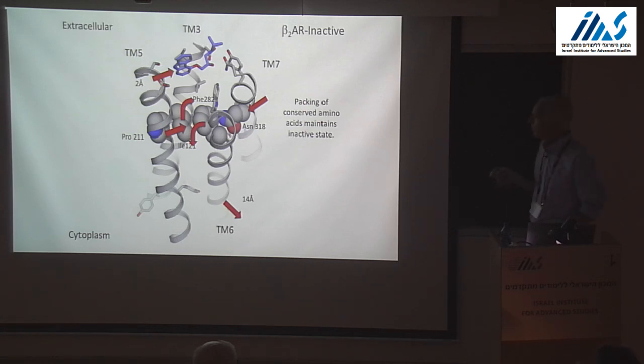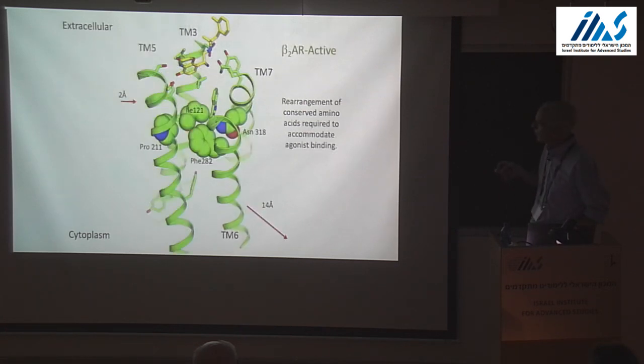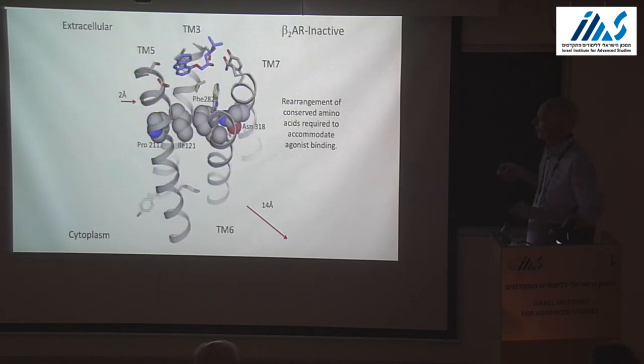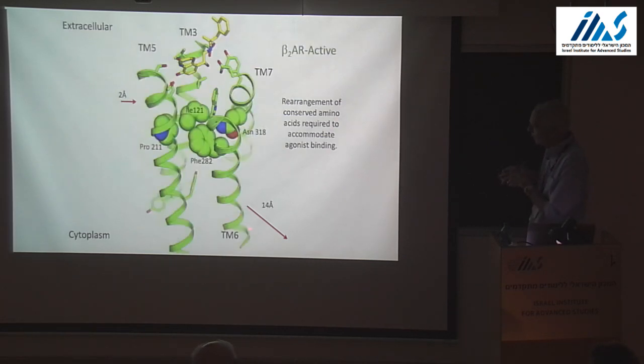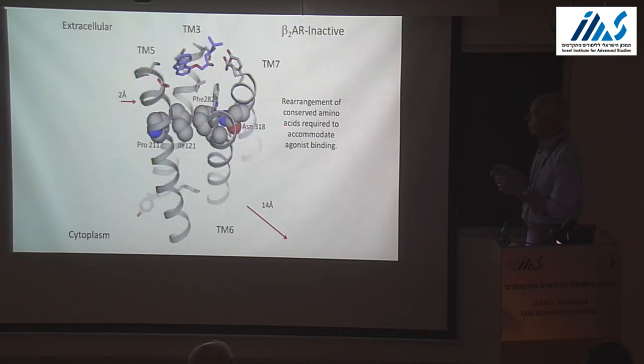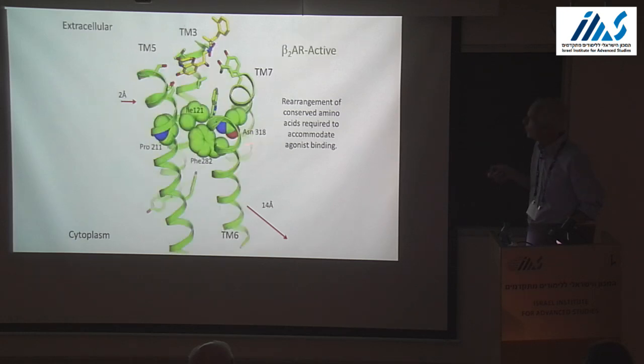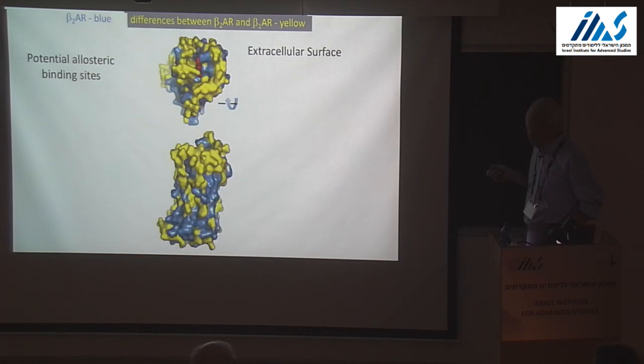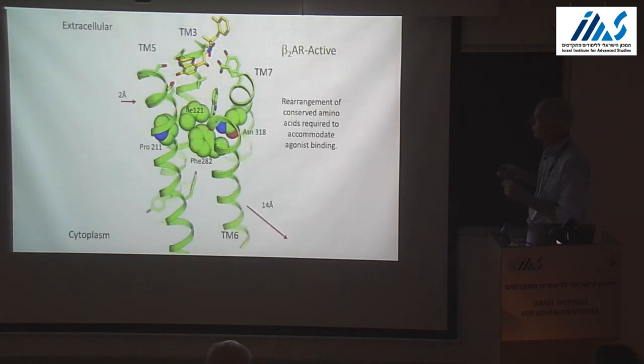And as a result of this rearrangement, you have a rotation around this phenylalanine. And that rotation is enough to be amplified into a roughly 14 angstrom outward movement of TM6. Now, this is a really important mechanism of transduction for the beta-2 receptor. And I'm going to step back and now take a little side story about an allosteric modulator. I just showed this is important for the beta-2, and Bob mentioned yesterday about allosteric modulators.